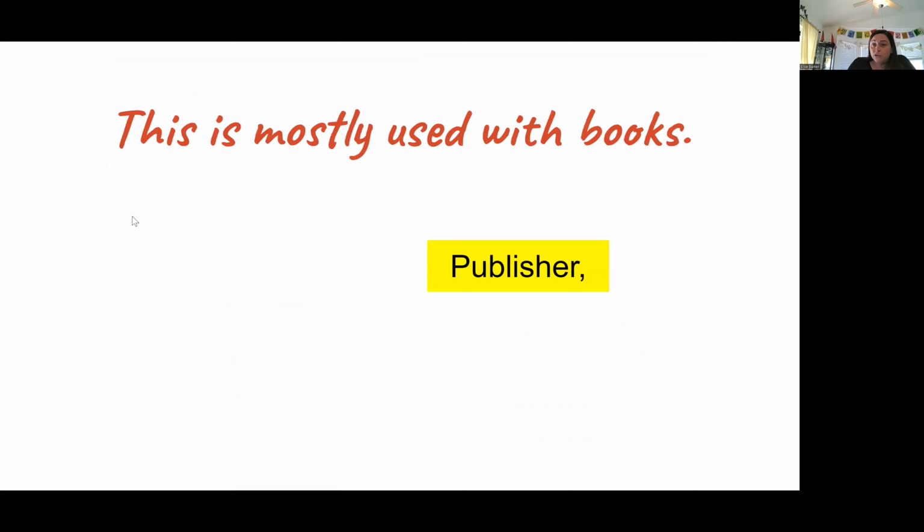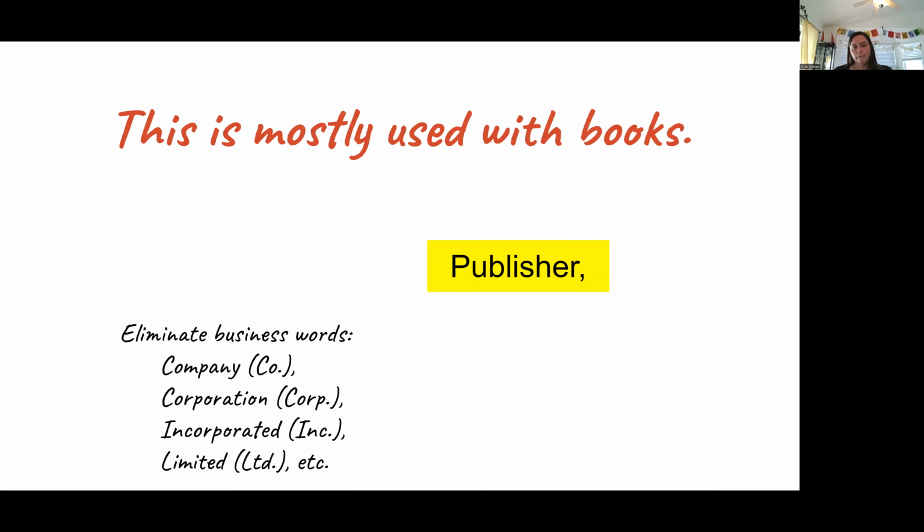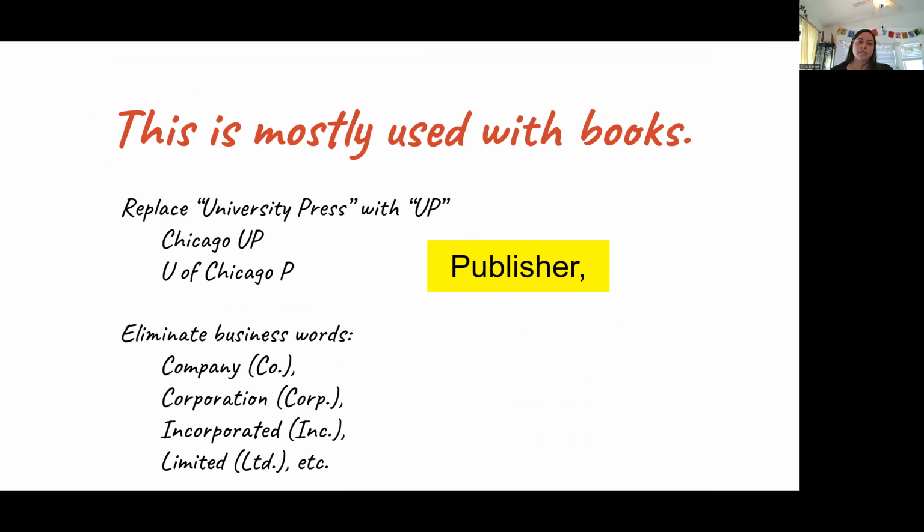So this is mostly used with books. A couple of notes that you can use, especially if you're going into grad school, this will be helpful. You will want to replace words like university press with UP. That's a really common thing, to have university press as part of the name of a publisher. So Chicago University Press or University of Chicago Press. That simplifies your citation a little bit.